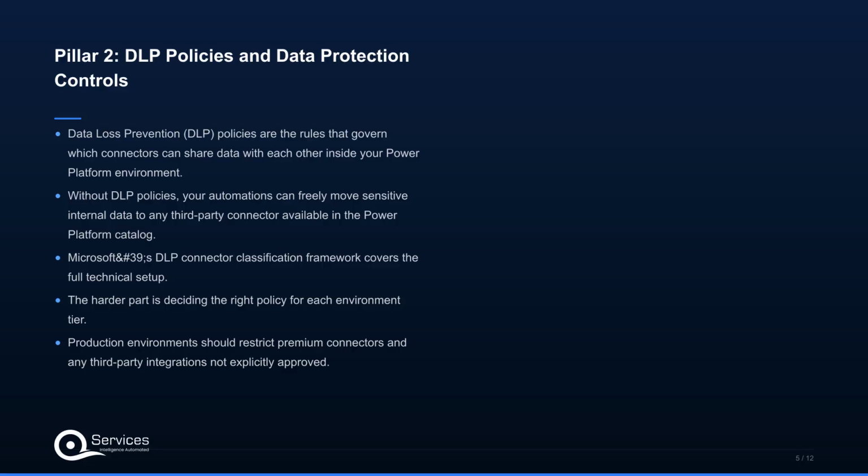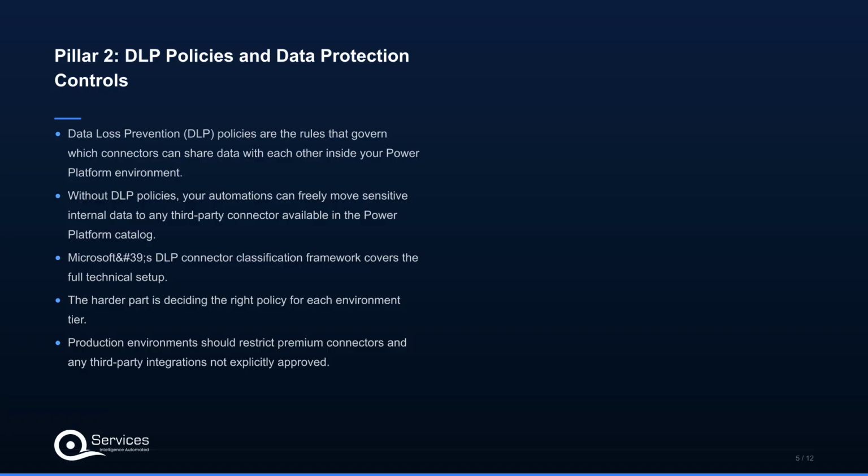Let's talk about Pillar 2, DLP policies and data protection controls. Data loss prevention policies are the rules that govern which connectors can share data with each other inside your Power Platform environment. They determine whether a Power Automate flow can, for example, combine data from Microsoft Teams with an external email service or push SharePoint list data to a consumer file sharing tool.